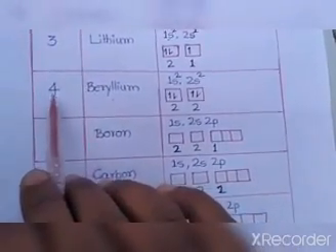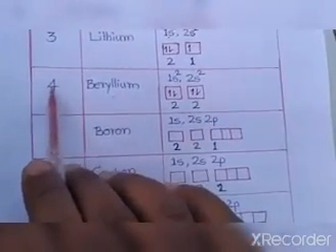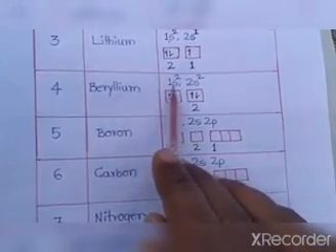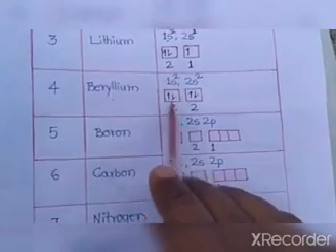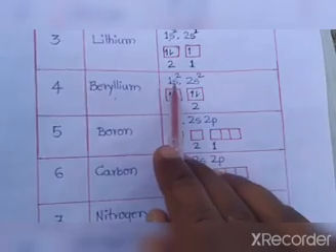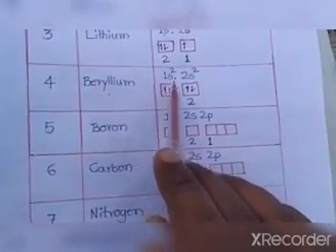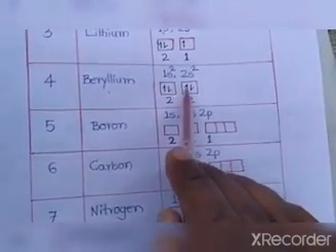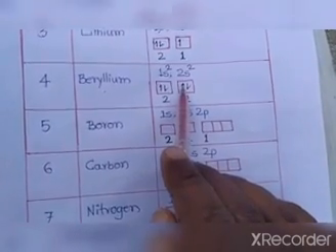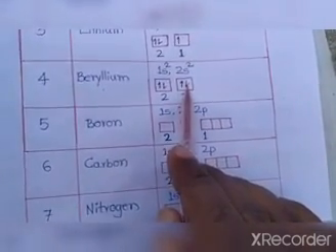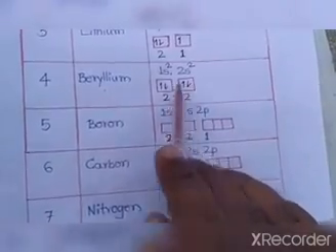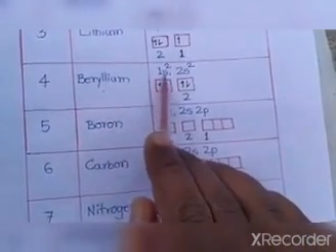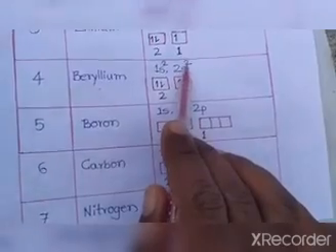Next, the fourth one is beryllium. Atomic number 4 means the number of electrons is also 4. Here also the first electron will fill the 1s orbital, and the second electron also fills the 1s orbital. After completely filling 1s, the third electron will move to the 2s, and similarly the fourth electron also fills the 2s. Therefore beryllium's atomic number is 4 and its electronic configuration is 1s2 2s2.